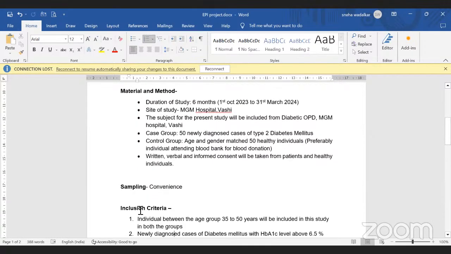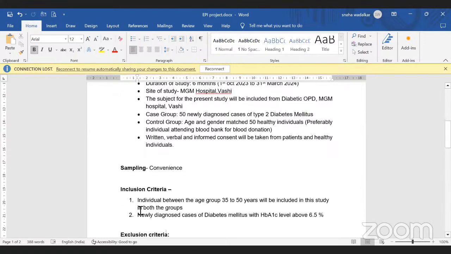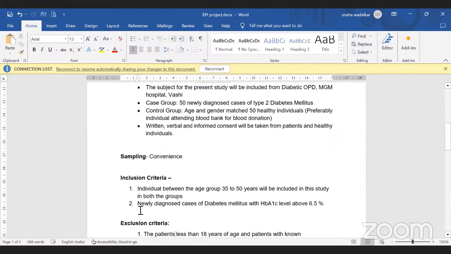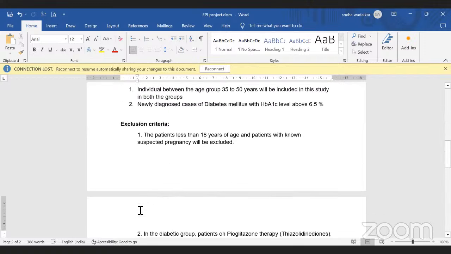It will be the convenience. Whenever I am there, the patients are coming. If they are fitting in my inclusion criteria, I will take the samples. Inclusion criteria will be individuals between the age group of 35 to 50 years for both groups, and newly diagnosed cases with HbA1c above 6.5. We will exclude if the HbA1c level is 6.5; only above 6.5% will be considered in the study.